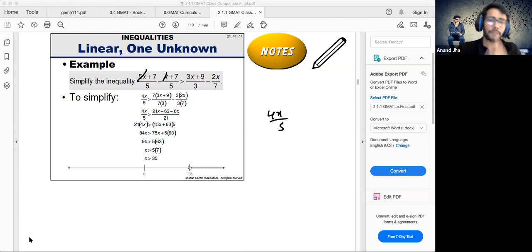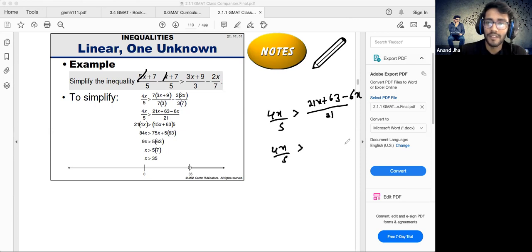Okay, so for this question, 7 and 7 will get cancelled for sure because minus is there in between. So 4x by 5 greater than, what is the LCM? I can take 21. So 7 3 is 21, so 7 into 3x minus 9. 7 3 is 21x. 7 9 is 63 minus 6x. How much it will be? 4x by 5 greater than 21x minus 6x is how much? 15x. 15x plus 63 by 21.